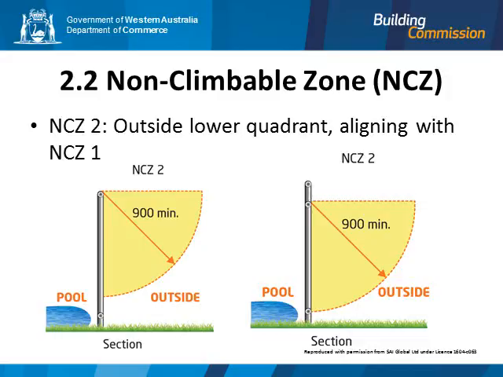Non-climbable zone 2 is measured from the top of non-climbable zone 1. It is a 900 millimetre arc on the outside of the fence between 3 o'clock and 6 o'clock. There are to be no climbable objects within this area.